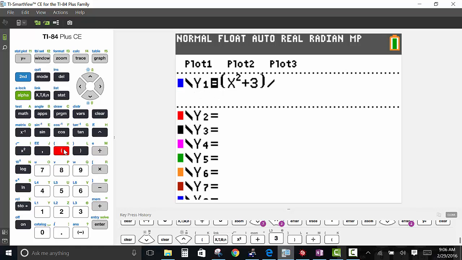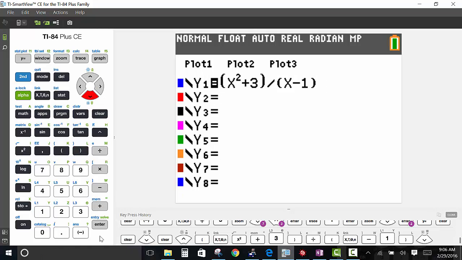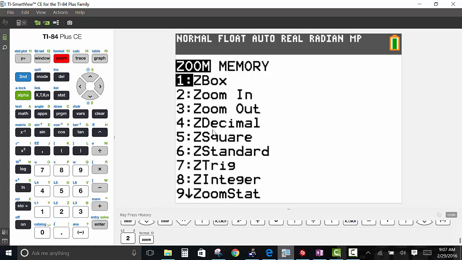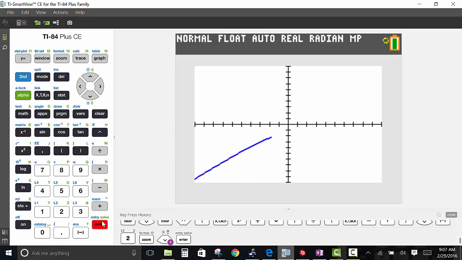And then divide by, what was it? X minus 1. Okay, then we'll put in negative 2. Now what I can do on this is I can just go zoom 6. That way I'll automatically put it in a standard window. Okay, there's your function. There's your tangent line. Does that look like a tangent line? That's beautiful. It's a thing of beauty.